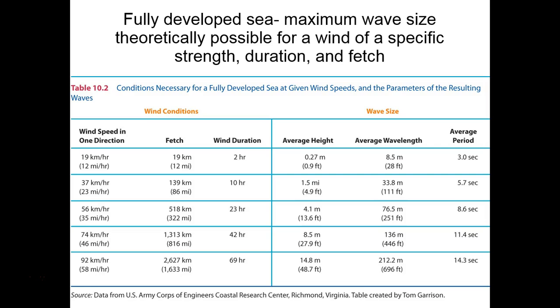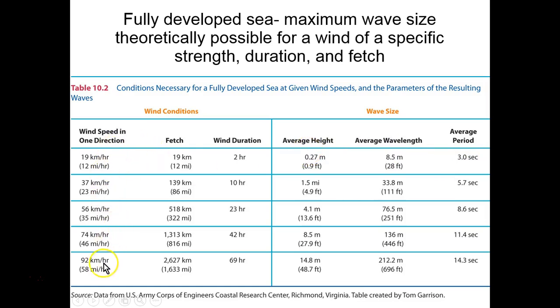Okay, now this chart is showing us what a fully developed sea could be based on the wind speed, the fetch, and the duration. A fully developed sea is the maximum wave size theoretically possible for a wind of a specific strength, duration, and fetch. For example, if you have a wind speed in one direction of 19 kilometers per hour, a fetch, so a distance, of 19 kilometers, and it blows for 2 hours, your average wave height is 0.27 meters, and your average wavelength is 8.5 meters. Your average period is 3 seconds. So those are pretty small waves, right?